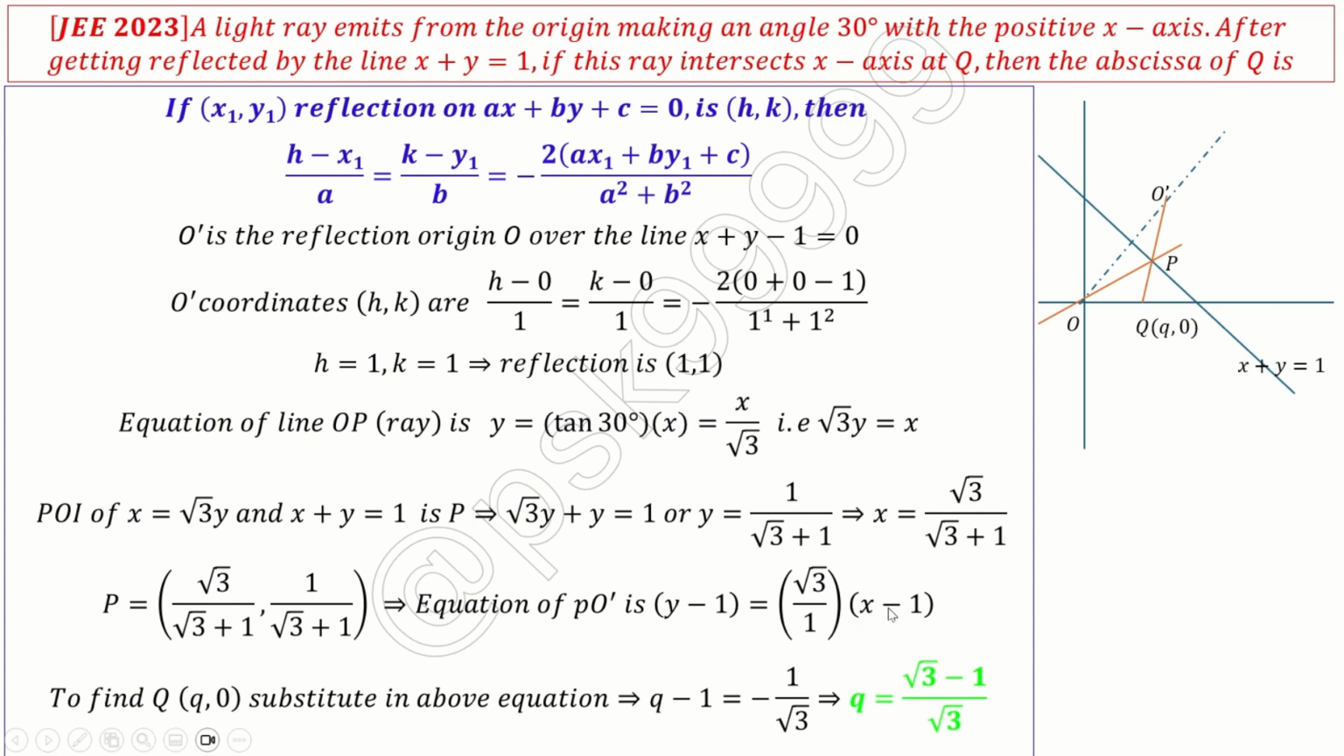is 0, so it will become minus, x is q and y is 0. So 1 root 3 by 1 will go to the other side. It will become minus 1 by root 3, and my q minus 1 is here. Okay, so q is nothing but root 3 minus 1 by root 3. If you can simplify depending on the options given, this is the option given, q equals 2 by root 3 times root 3 plus 1.